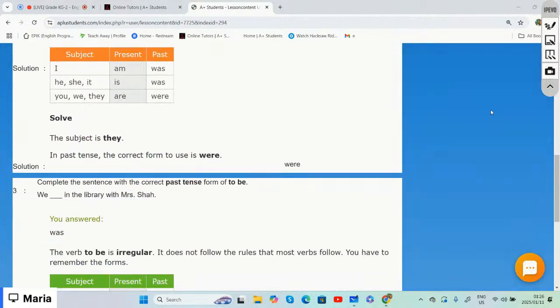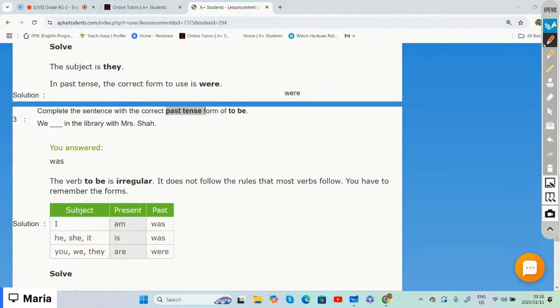All right, then look at the last one, and then we're going on to our test. It says we. We need to find the correct past tense form. Do we say we was, or do we say we were in the library with Mrs. Shaw? We was or we were? Which one is correct?